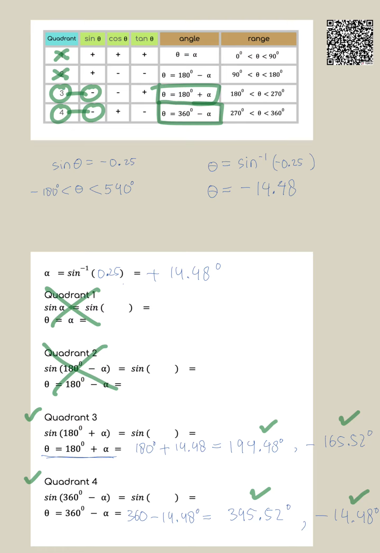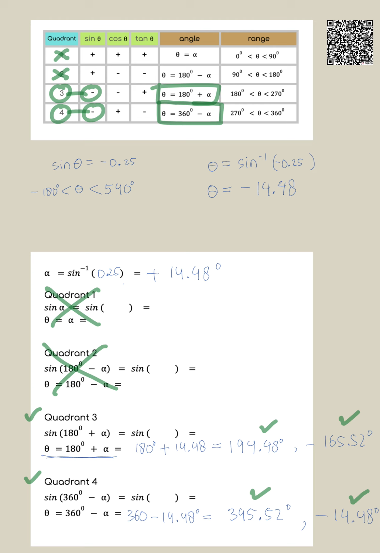How do you solve this kind of question where the range of the angle is not standard, it's not between 0 to 360, but some other random numbers? We can do this, and you can use this table to help you.